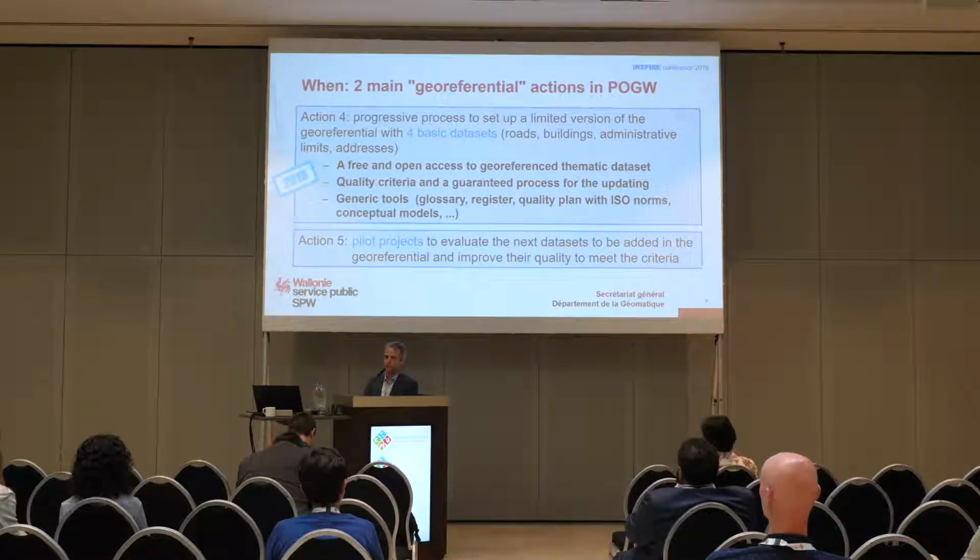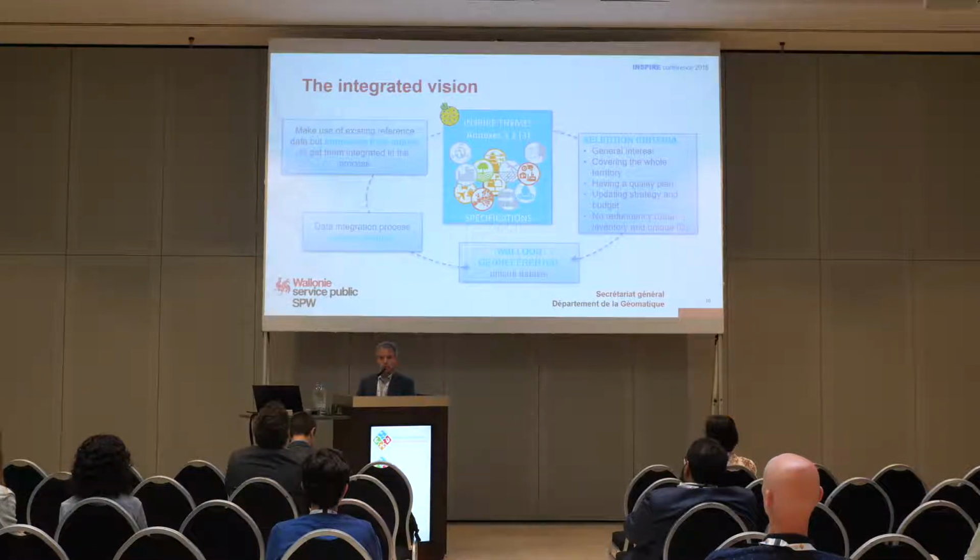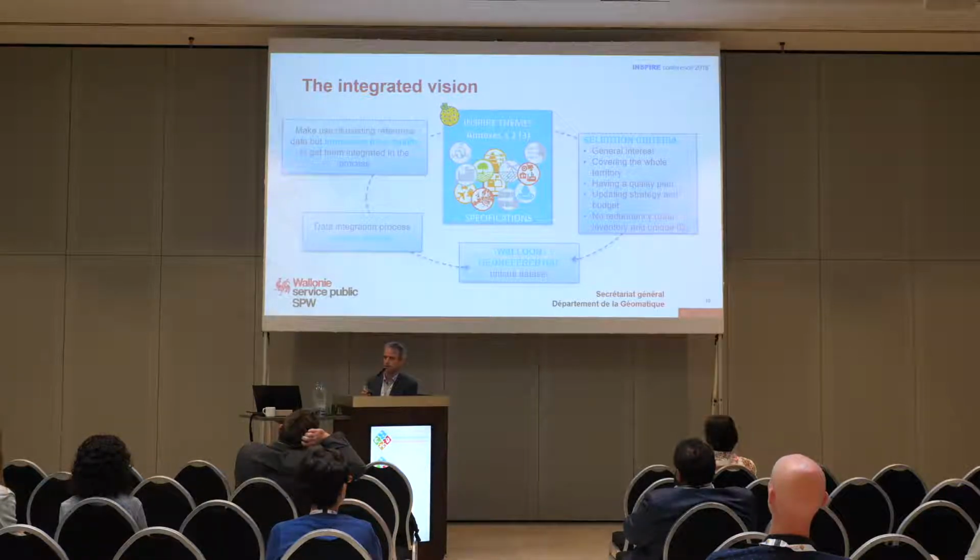The main result of this collaborative approach are 2 actions in the operational geomatics plan of Wallonia, POGW, sorry. Action 4 consists of putting in place in less than 2 years a limited version of the georeferential, with only 4 first basic layers: roads, buildings, administrative limits, and addresses. Action 5 is preparing for the future by launching pilot projects in order to improve the quality of the next data set to be added later. So we have in the center a lot of existing data sets that are fit for the purpose of reference data. You recognize the icons of buildings, road networks, addresses, hydrography, and so on.